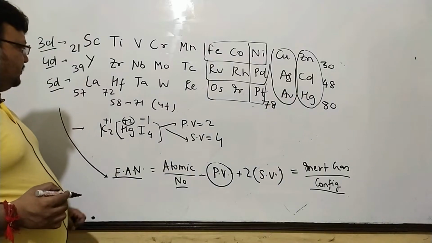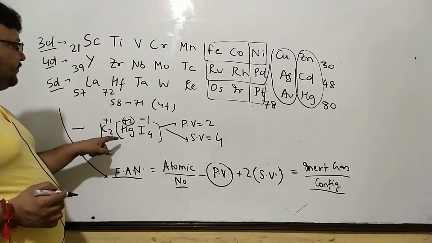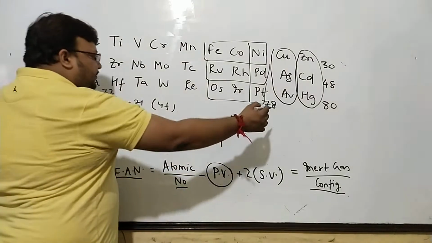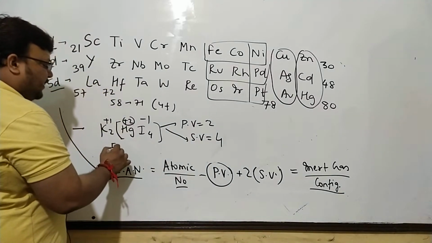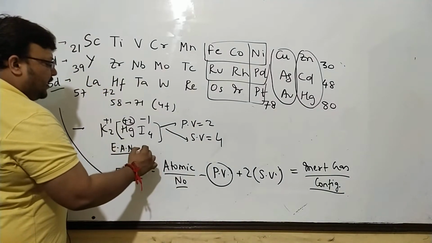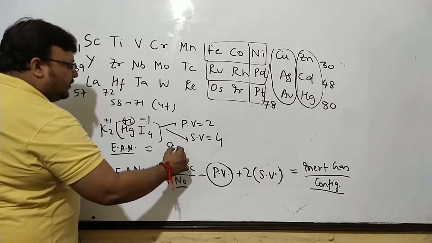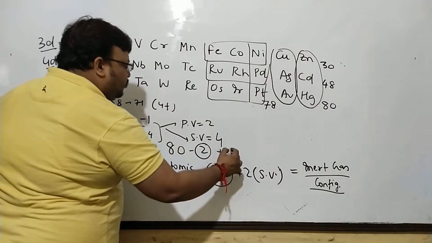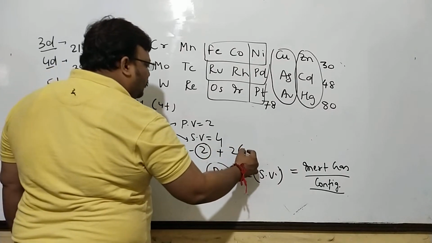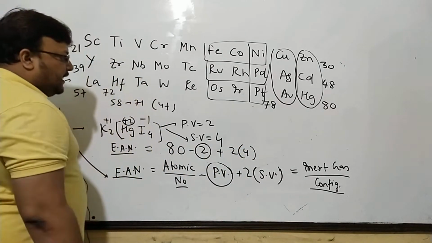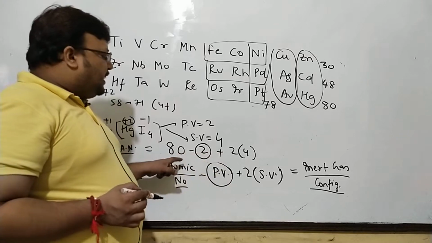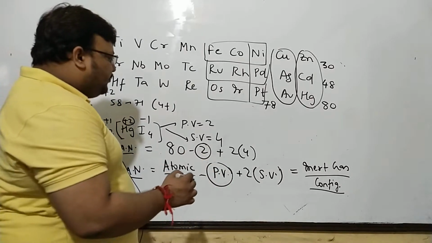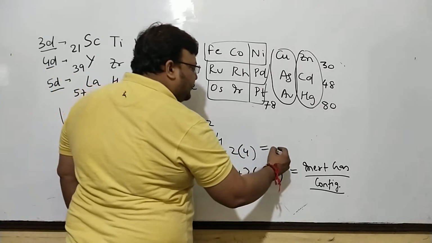So if you go about finding the effective atomic number for mercury now: mercury is 80, so EAN here could be calculated like atomic number 80 minus primary valency, which is 2, plus 2 times the secondary valency, which is 4. 80 minus 2 plus 2 into 4 naturally would be 78 plus 8, which is 86.